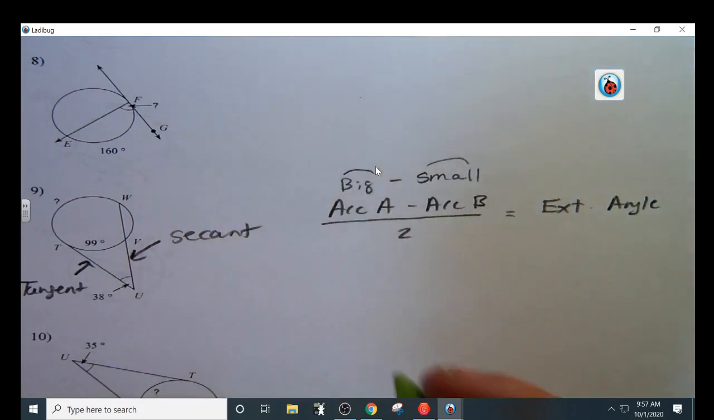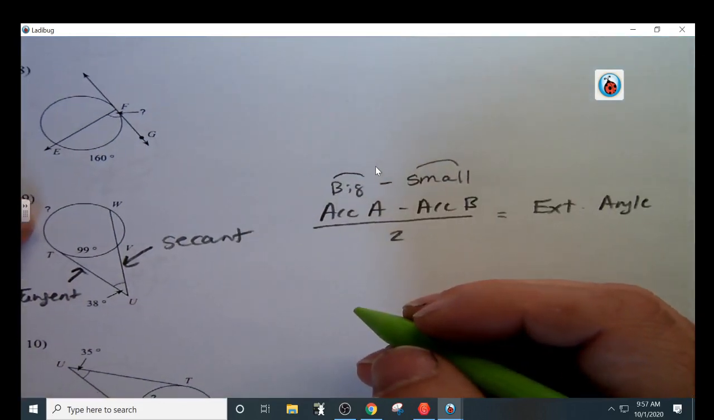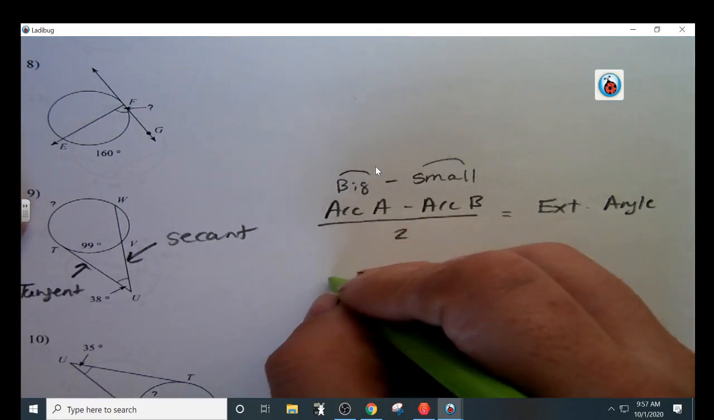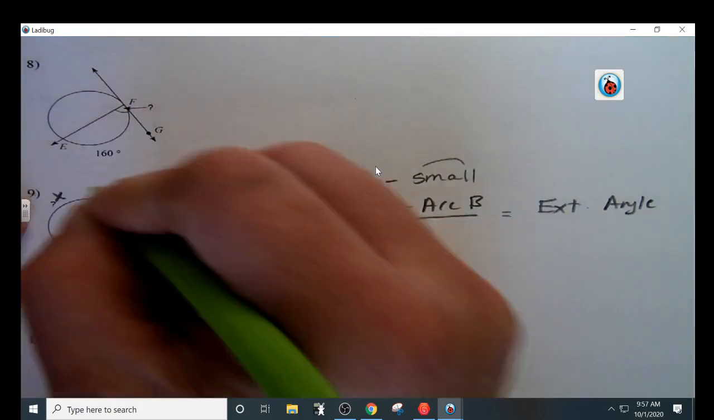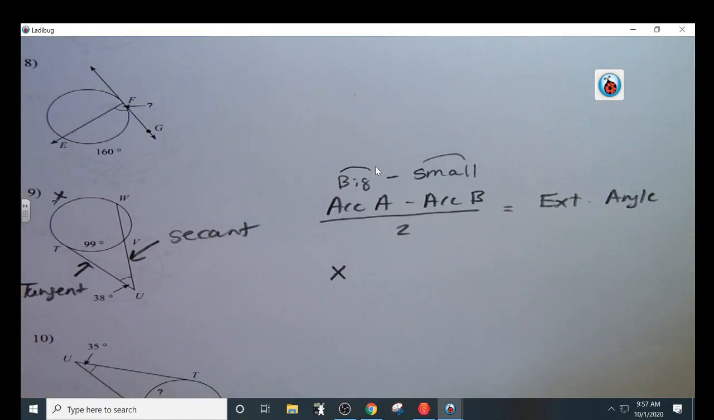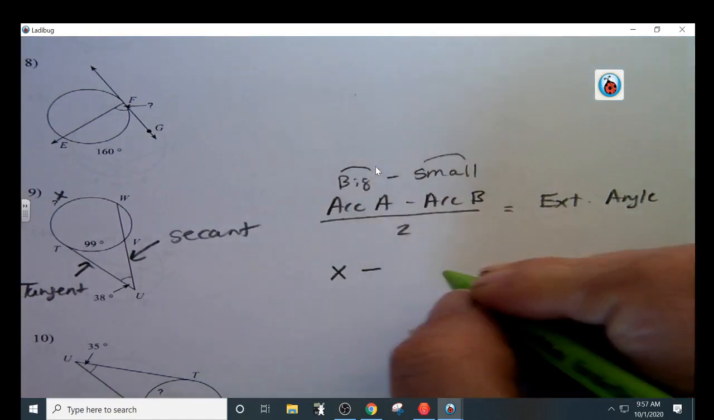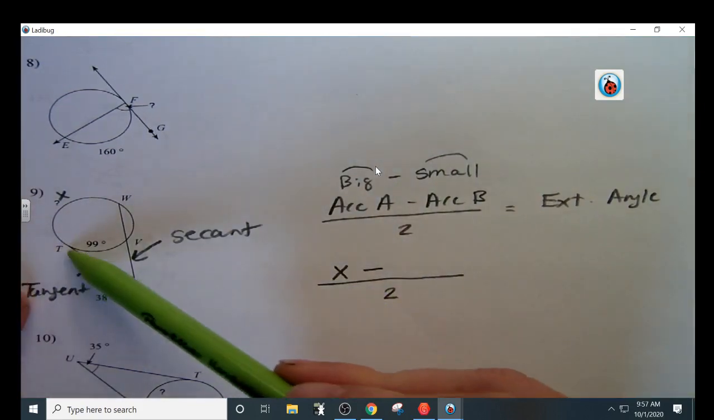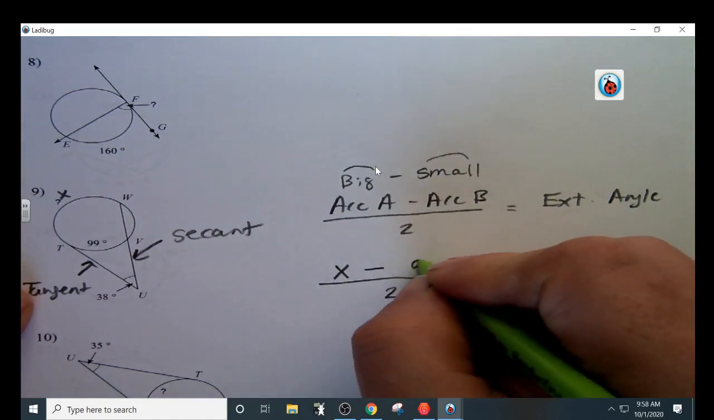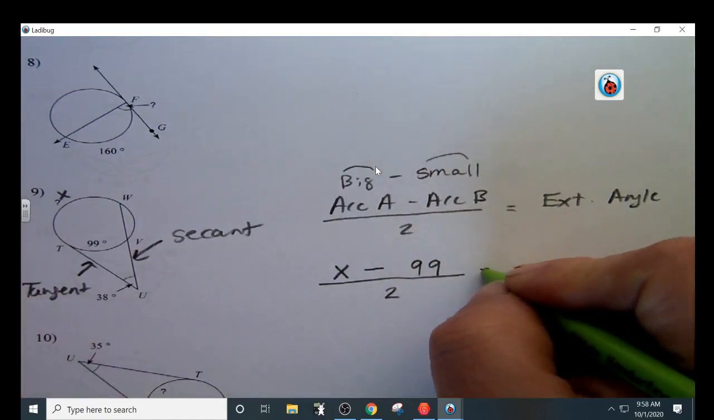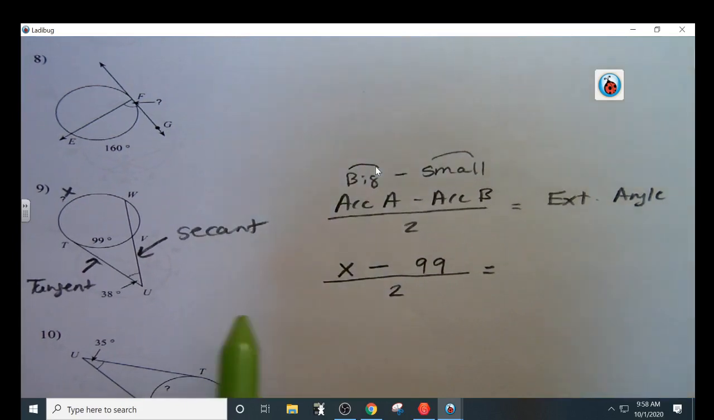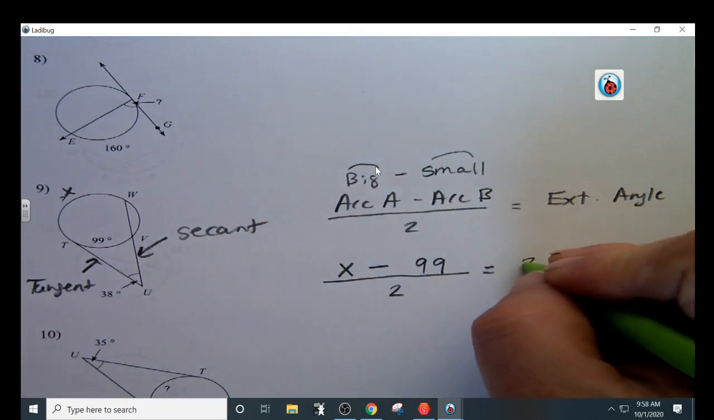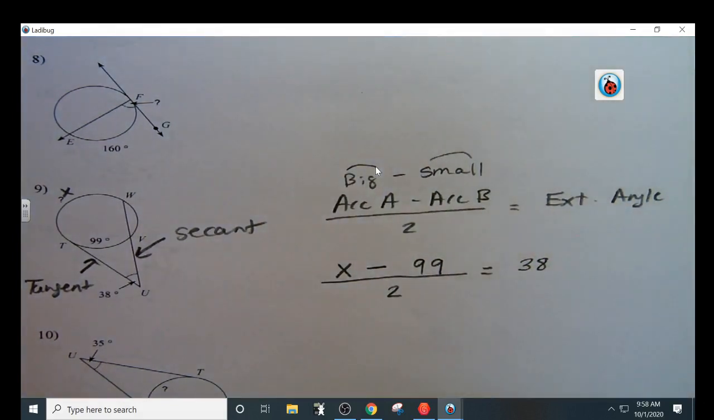Now, so let's do this. So arc A, guys, is going to be the big guy here. So we're just going to mark him as x. So we're going to let that be x. Now, guys, the small arc here is this 99. So that's going to be 99. And the exterior angle, it says the measurement of it is 38. So that's going to go where the exterior angle is.